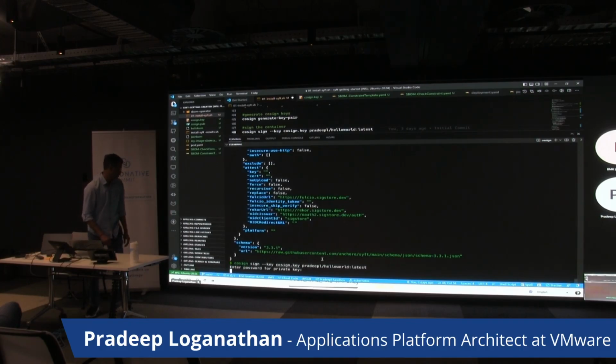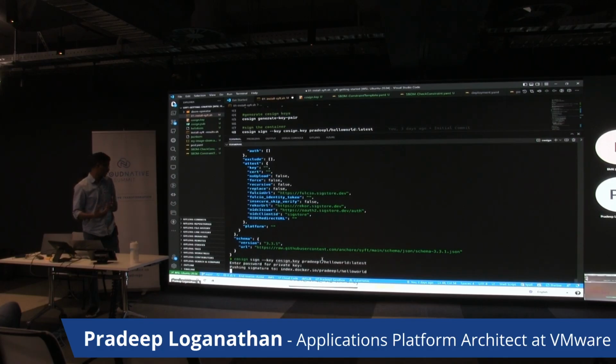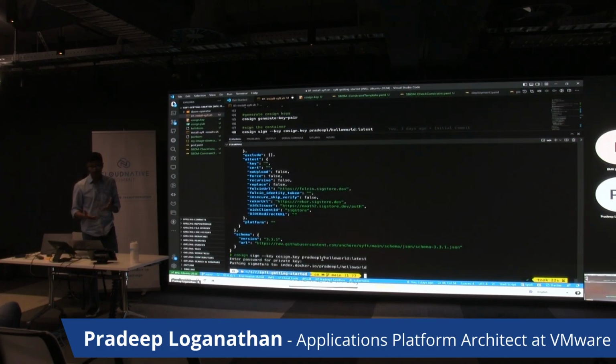And what Cosign is actually doing right now is extracting the SBOM and signing the SBOM. I'm sorry, it's at the bottom. I'm sure people behind can't see it. I'll try to pull it out.